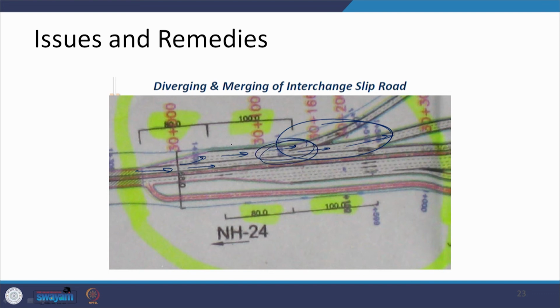where weaving may happen of a vehicle which desires to be here and is wrongly being placed, and that is where it just deviates to the other side. So, this merging and diverging is going to happen in these areas.